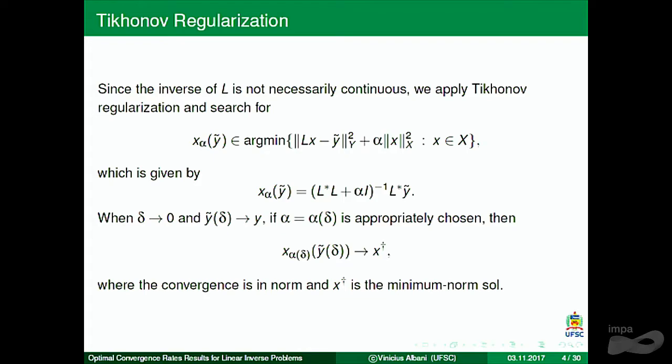The first example is the Tikhonov regularization, and we can write the regularized solution in this way. We use this form of representing solutions to define more general regularization methods. And of course, this is a regularization technique, and we have this convergence when the noise level goes to 0 with an appropriate choice for the regularization parameter alpha.